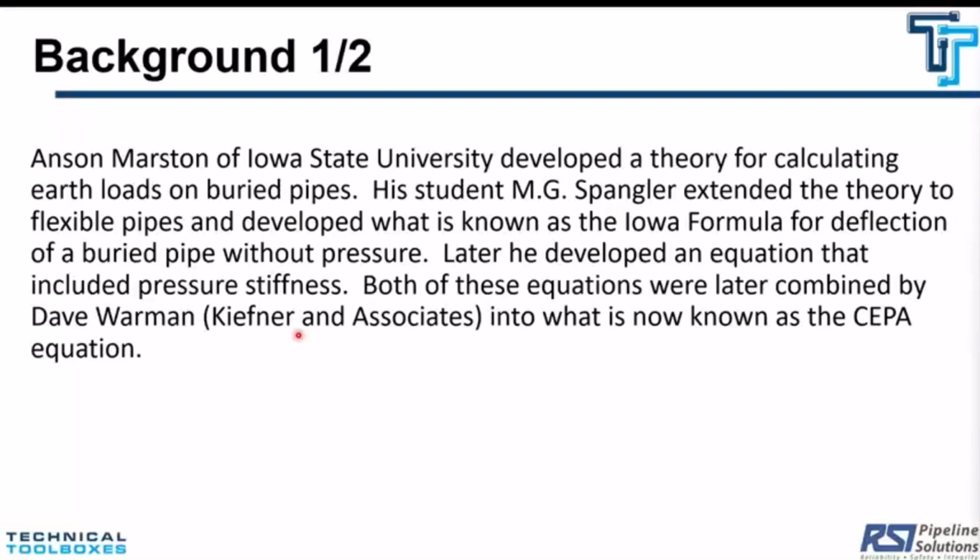And there are different versions of the model. There is a version of the model for concrete culverts that are more rigid, and then for corrugated metal culverts that are more flexible. So later on, that equation was modified a couple of times by different people. The latest version that is known as the CEPA model was developed by Kiefner and Associates, by Dave Warman. Back then, he was with Kiefner and Associates.